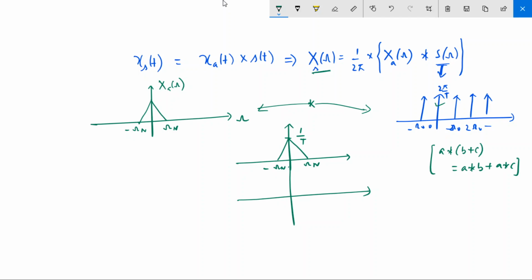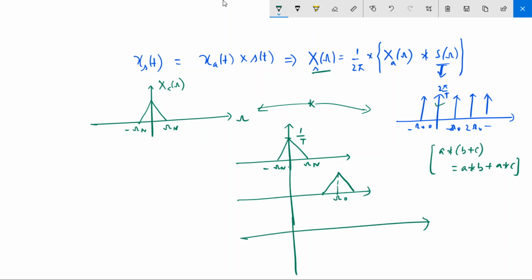When you convolve this with this, what will happen? The convolution of x_a(omega) with this impulse, which is 2 pi by t delta(omega minus omega naught), will simply shift this spectrum in frequency by omega naught. So this spectrum will be shifted by omega naught frequency, and you will get this spectrum like this. Now this frequency is your omega naught.